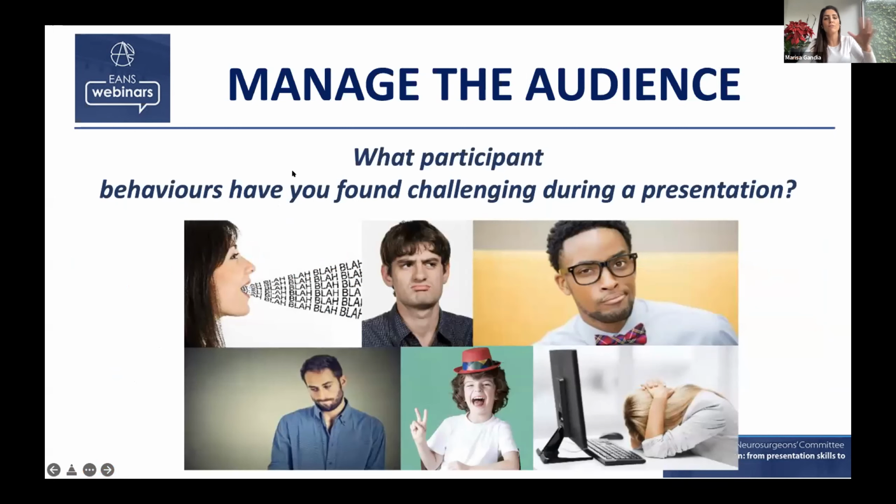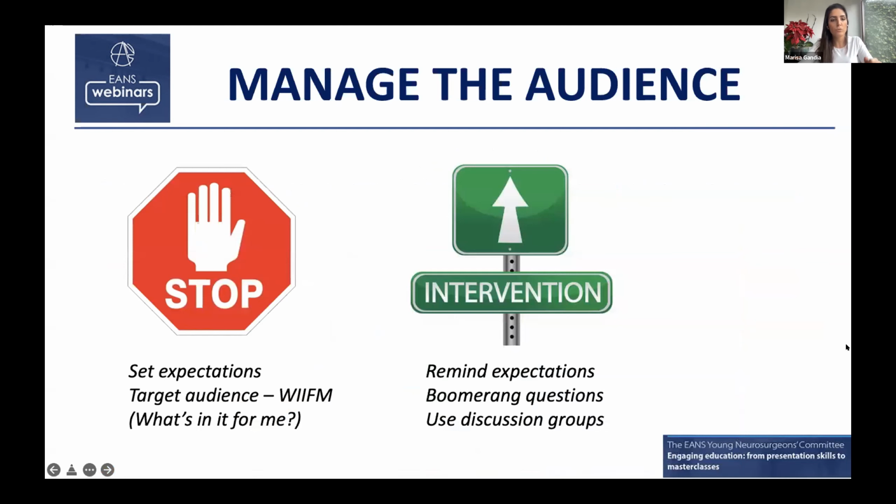What may happen? You can find different participant behaviors that can be a problem for you. The person who is speaking continuously, the person who shows agreement with what you are saying, the skeptical one, the boring one, the super happy one, or the tired one. How to manage that? You can stop those behaviors if you set expectations. That's called "what's in it for me," because that's what your audience is thinking when they are listening to your talk and watching your slides. So if you set their expectations and you remind them of their expectations, you can keep your audience engaged.